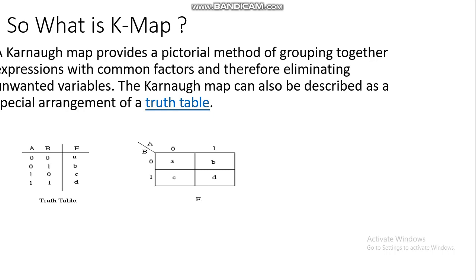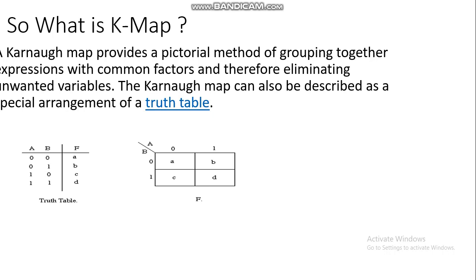I have taken a truth table on the left side representing two inputs A and B and one output F. When we have two inputs, then four combinations of inputs are possible. Just remember the formula 2 raised to n, where n represents the number of inputs. F is the output, so on the right hand side there is a K-map of size 2 by 2. Also we have inserted the values of the output into the respective cells.